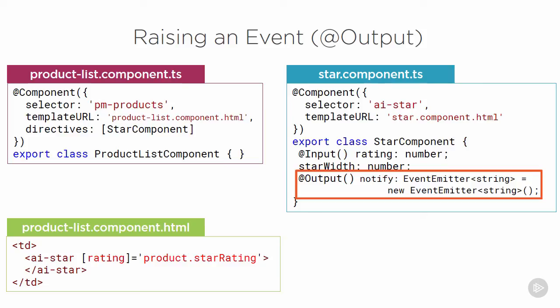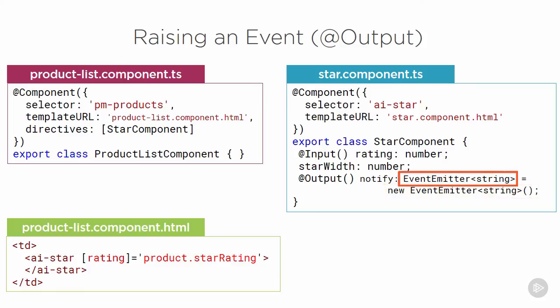However, the property type must be an event. The only way a nested component can pass data back to its container is with an event. The data to pass becomes the event payload. In Angular, an event is defined with an event emitter object. So here we create a new instance of an event emitter.